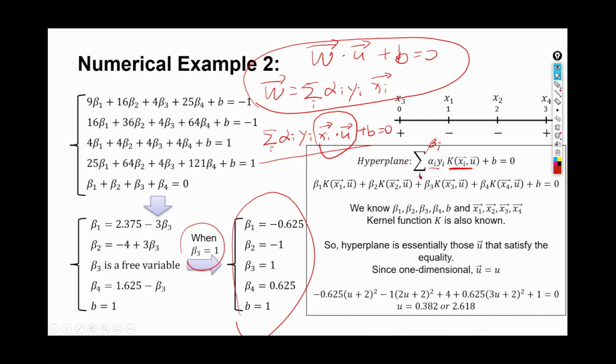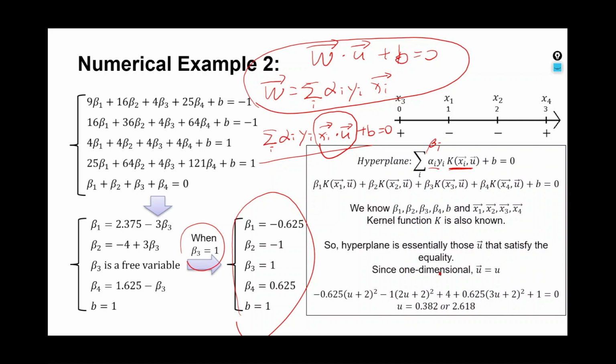Just to reiterate, beta 1 k(x1, u) plus beta 2 k(x2, u), beta 3 k(x3, u), and beta 4 k(x4, u) plus b is equal to 0. We have calculated beta 1, beta 2, beta 3, beta 4, and b. We also know these support vector values, and the kernel function we will apply. So the hyperplane is essentially made of those u vectors that satisfy this equality.